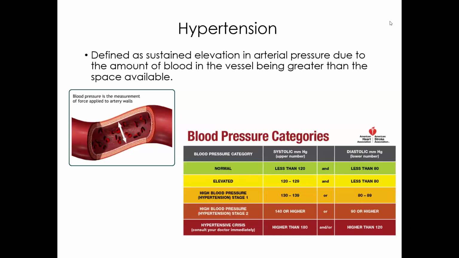Okay, so the first one that we're going to talk about is hypertension. Hypertension is defined as sustained elevation in arterial pressure. So when you think of the blood in the artery and it's pushing against the walls of the artery, the blood pressure, your systolic number is that higher number, so it's sustained pressure on the walls of the artery, and so that's making an elevated number.